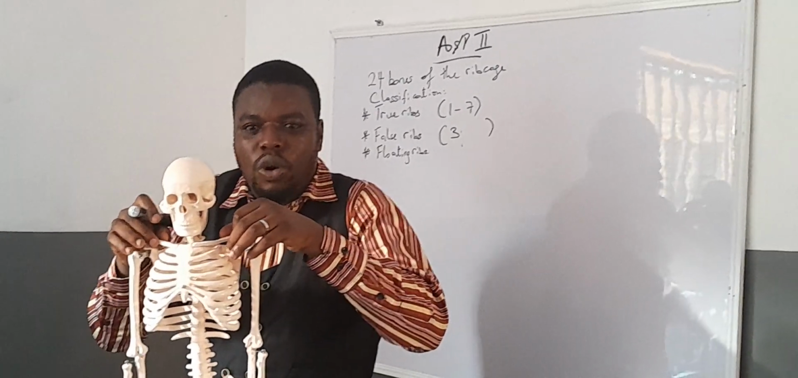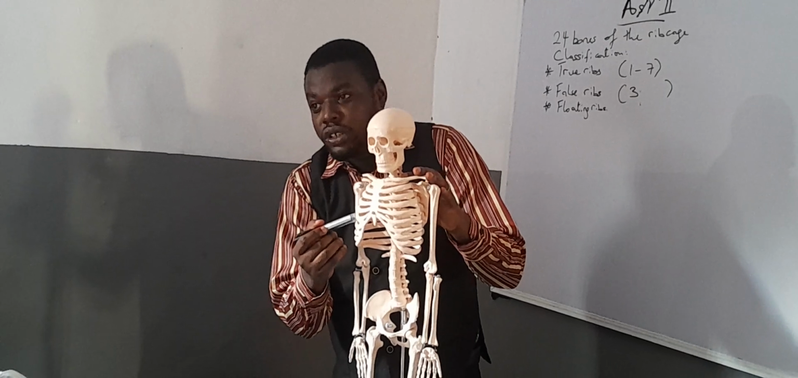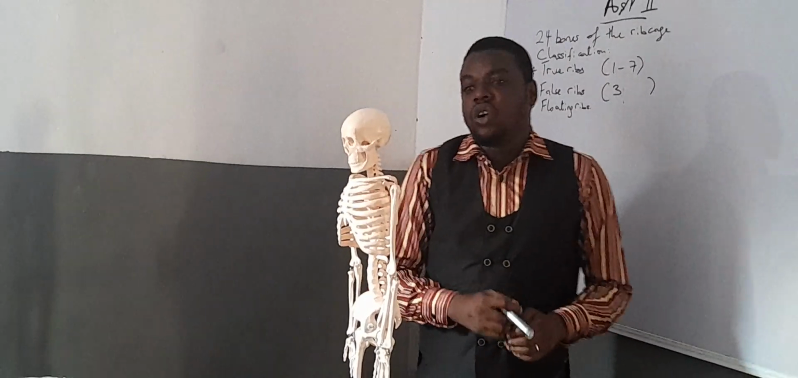Please go back a bit. 1, 2, 3, 4, 5, 6, 7 bones. The first seven are what we call true ribs.